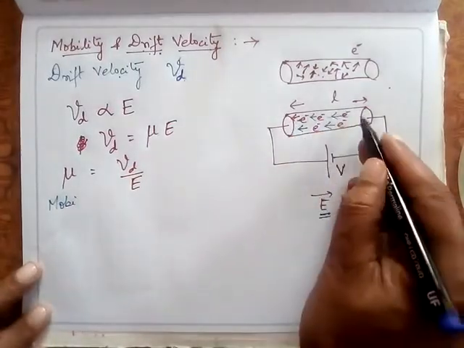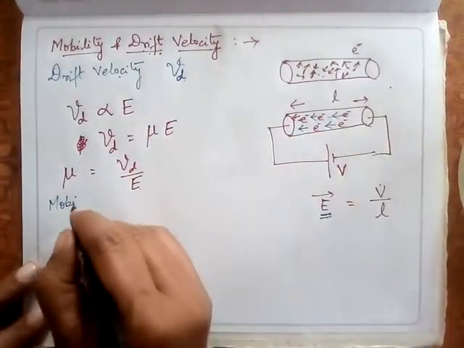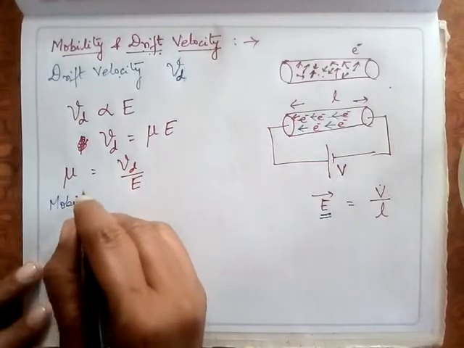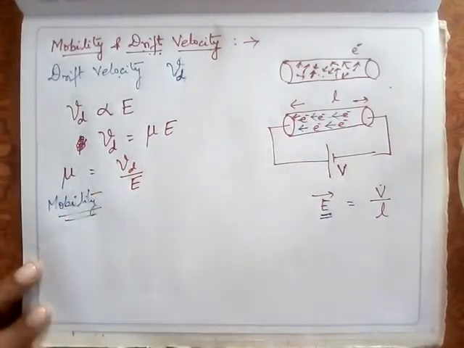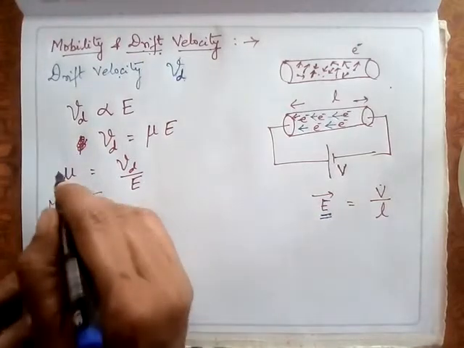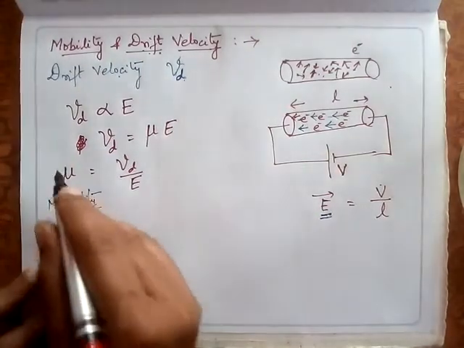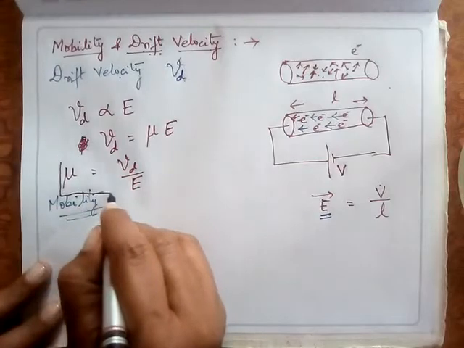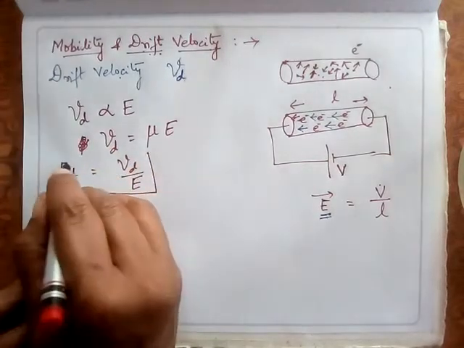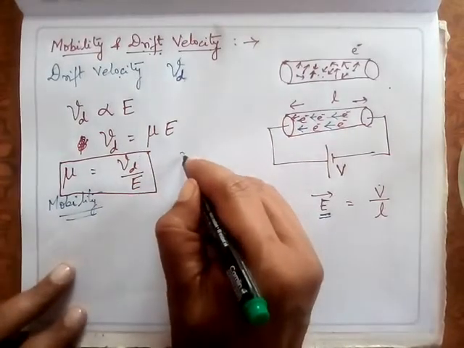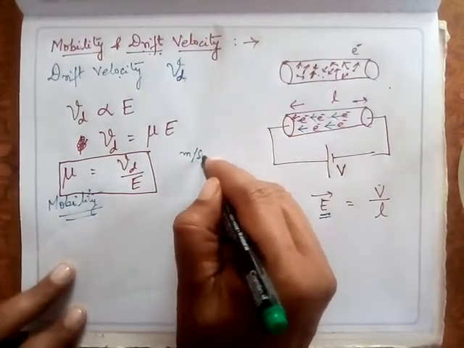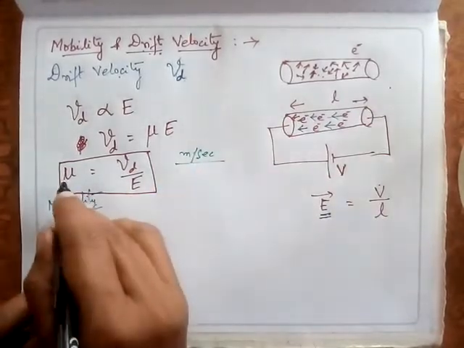Mobility of this particle, either electron or hole, is called the mobility. So this mu is equal to Vd upon E. You can derive the unit of this also. If I say what is the unit of this, you know that Vd, velocity, is meter per second.